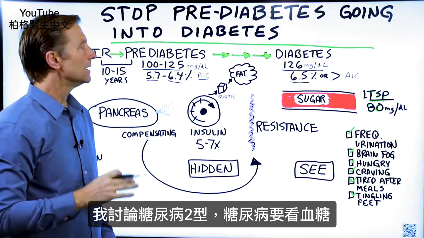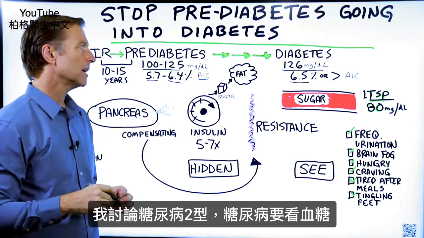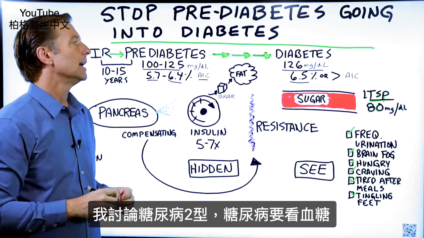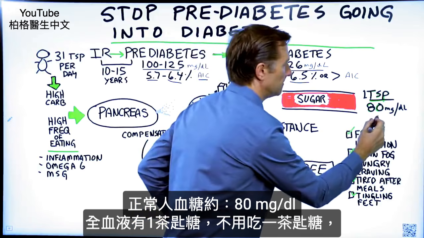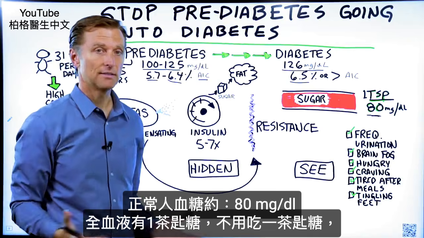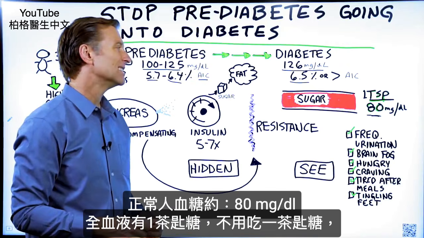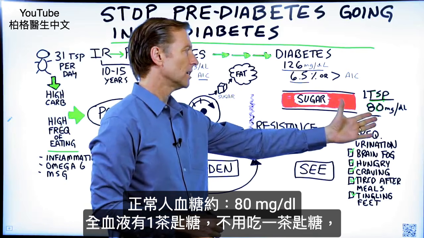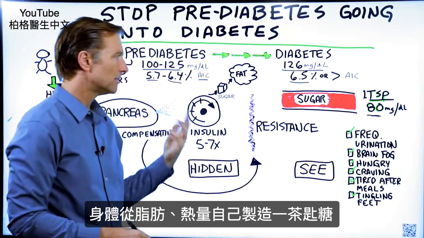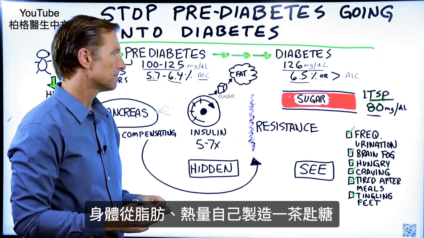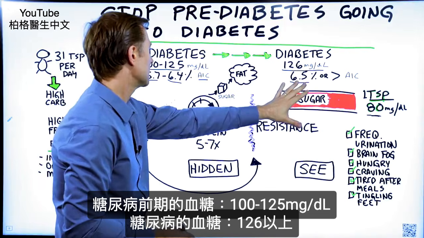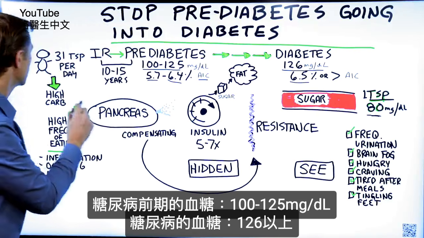So really, when we're talking about diabetes type 2, we're just talking about the elevation of sugar in your blood. A normal blood sugar should be about 80, okay? And what that means is you have about a teaspoon of sugar in all of your blood. So it's not that much. And you don't need to consume a teaspoon of sugar to get that. Your body will make its own sugar out of fat, out of other types of calories, okay? So that's what prediabetes is. That's what diabetes is.